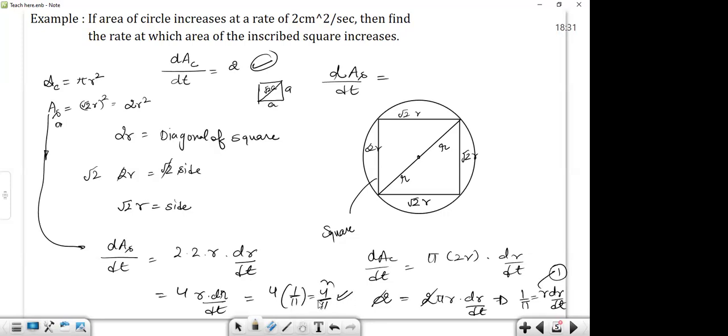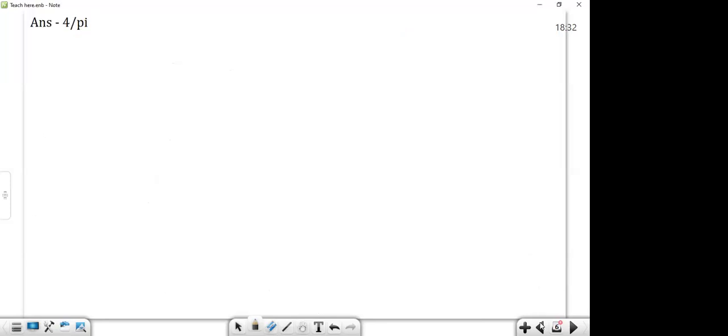Is this clear to you? This is the answer. Any doubts? Should I repeat? Tanish, should I repeat? No, sir. Okay, so the answer is 4 by pi. Ours is also the same.